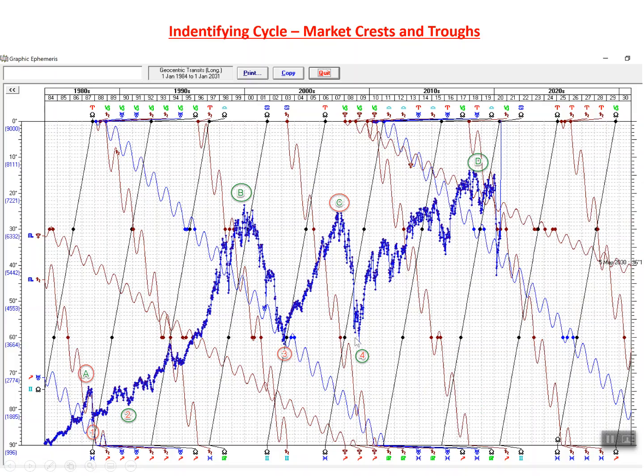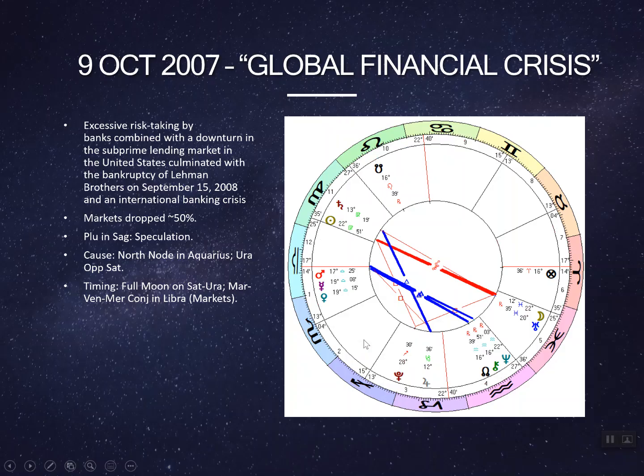So this final crash was the global financial crisis. This was a result of excessive risk-taking by banks in the way they were giving mortgages, and then repackaging these mortgage products and reselling them and remarketing them. So it resulted in the subprime lending market, and it started in the United States.